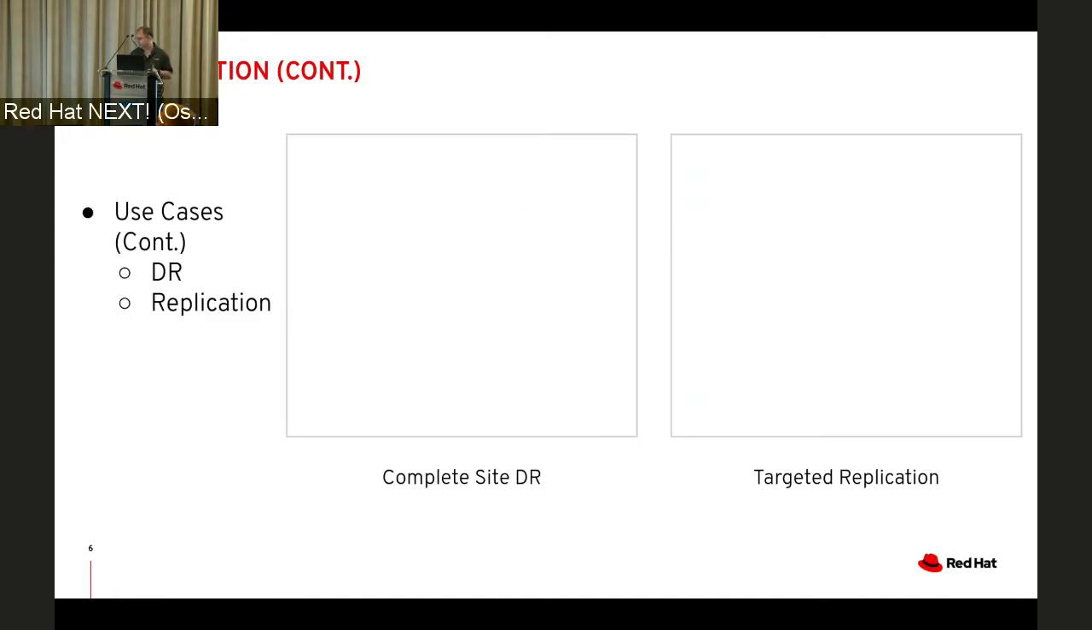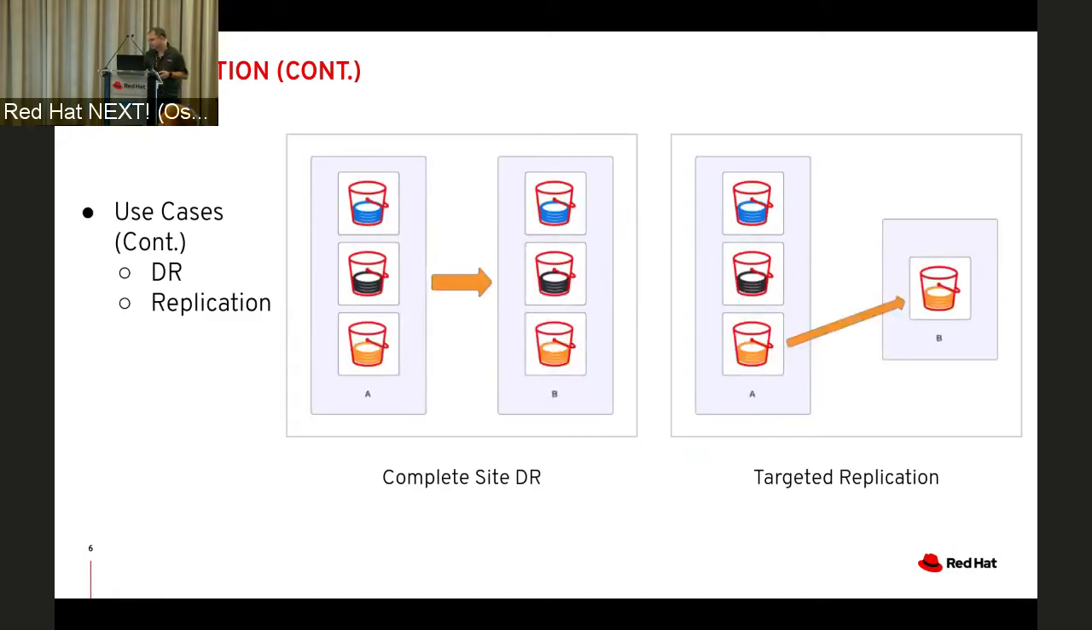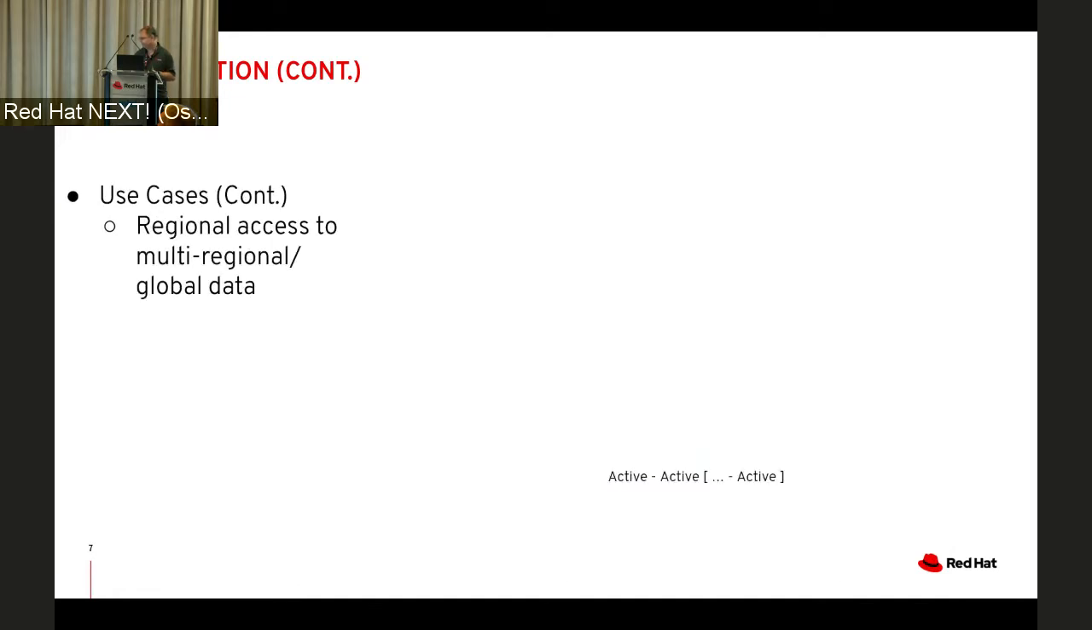So I want to go over some of the use cases quickly. There can be a complete site disaster recovery where all the data is just mirrored to a different site. There can be a targeted replication of a subset of the data.